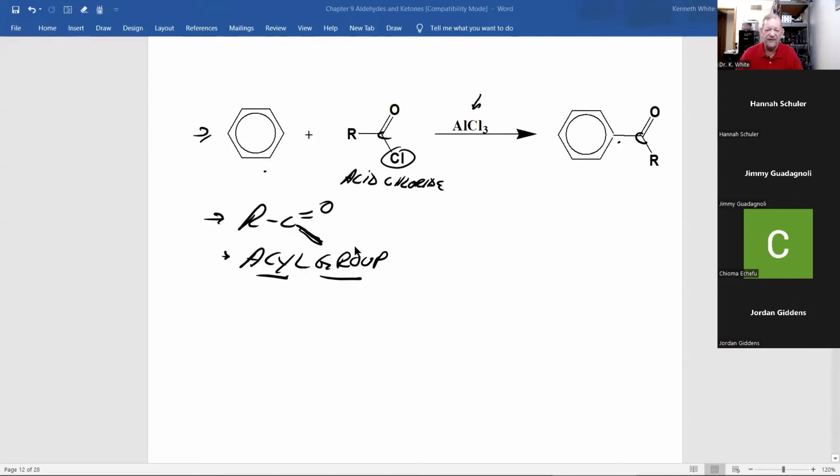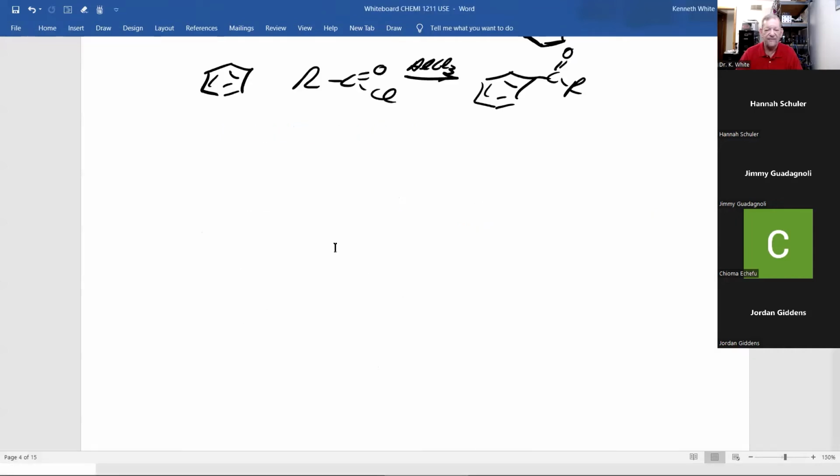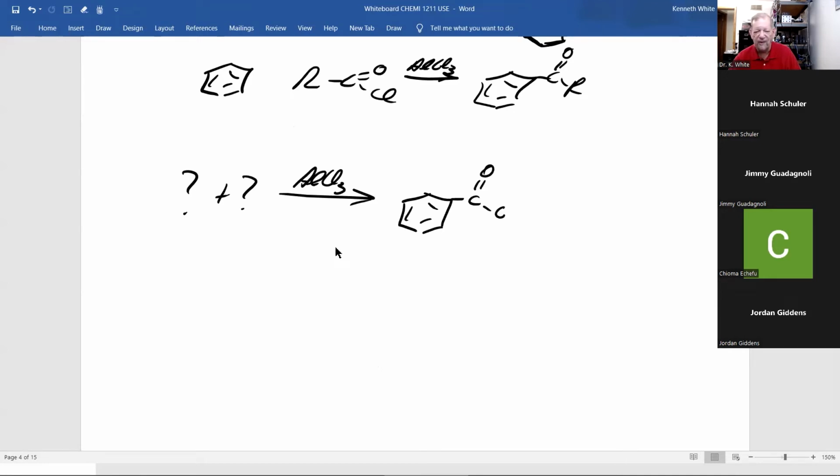All right, let's do one more thing, mainly because it's fun. This molecule is called acetophenone. How it got that name, I don't know, but that's the common name for that. What two things would you react with aluminum chloride to make this molecule? That's your turn.